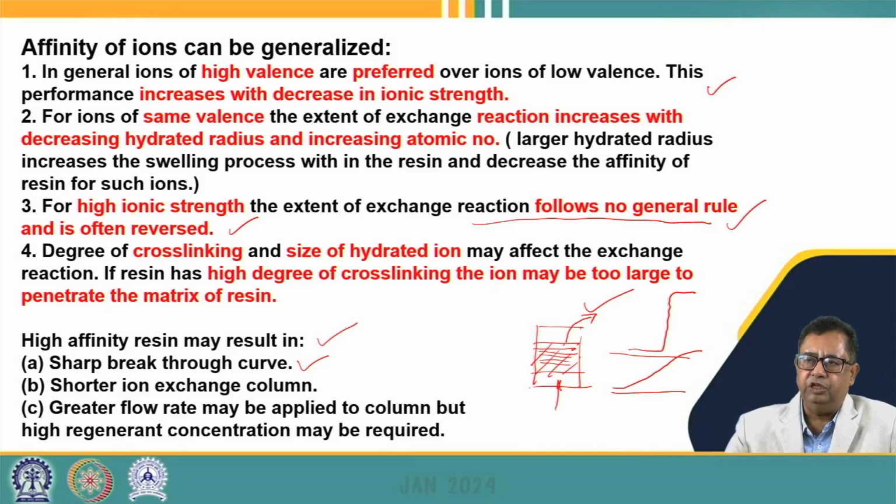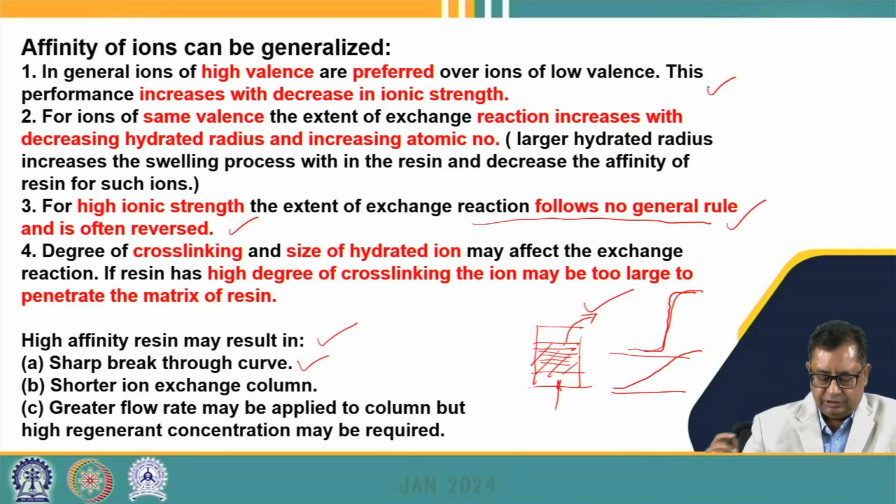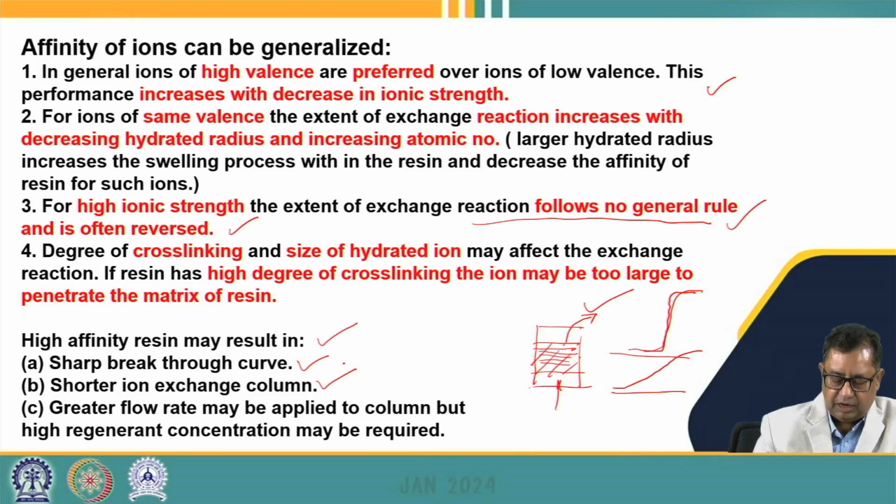So when we talk of the weak exchange resin, you will find such a type of breakthrough curve. But in the case of strong basic or strong acid resins, the breakthrough curve may become like this: suddenly the concentration starts increasing in the effluent. And the second point is that we may require a shorter ion exchange column, because the affinity is higher, so the exchange capacity is also higher.